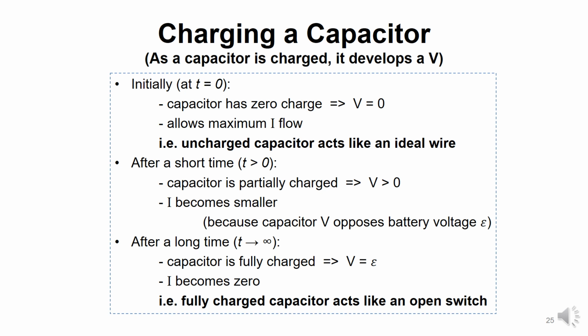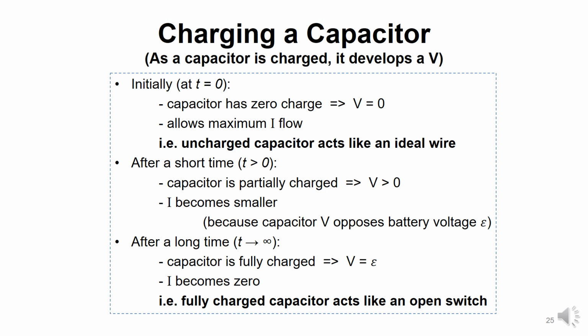We have the statement in bold again at the bottom of the slide: we have a fully charged capacitor and it doesn't let any current go through. The fully charged capacitor behaves like an open switch. It behaves like a broken wire and doesn't let any current go through.